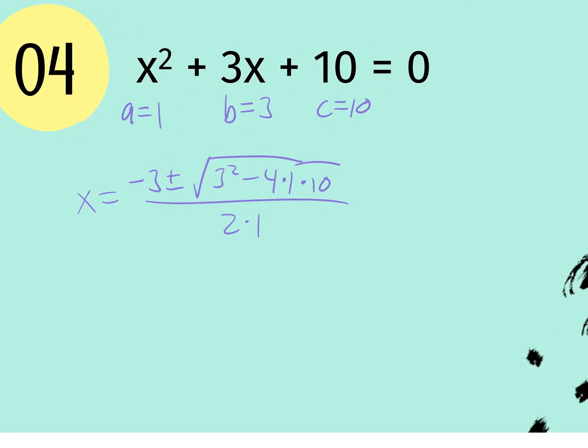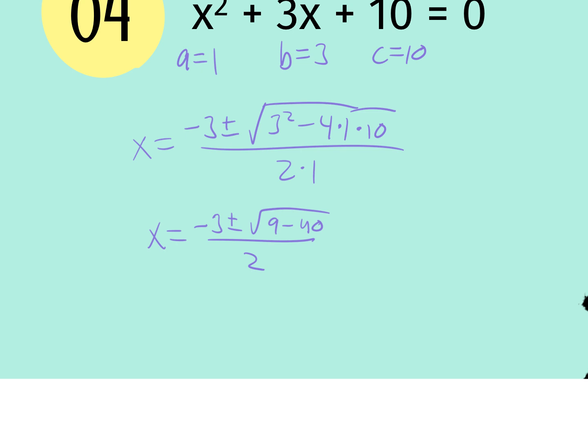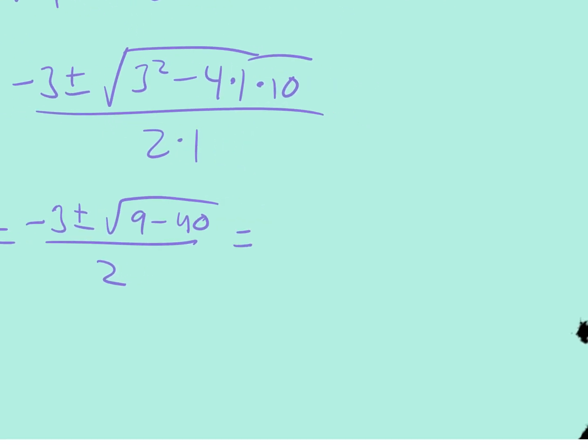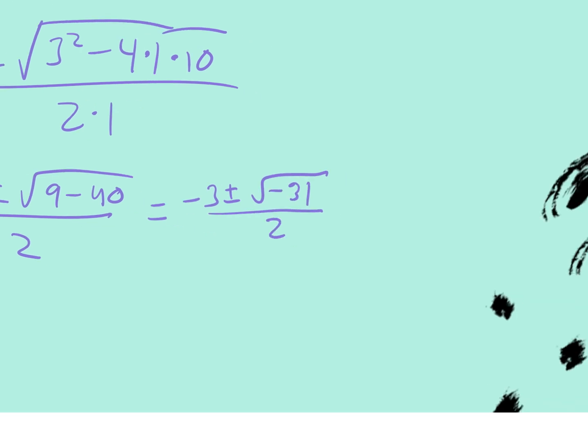All right, and let's simplify this a little bit. So we get x equals negative 3 plus or minus the square root. 3 squared is 9, minus 4 times 1 times 10 is going to be 40. And then divided by 2 times 1, which is 2. And now let's simplify a little bit more. We should get negative 3 plus or minus the square root. We want to simplify under that radical. 9 minus 40 is going to get us negative 31. All right, divided by 2.